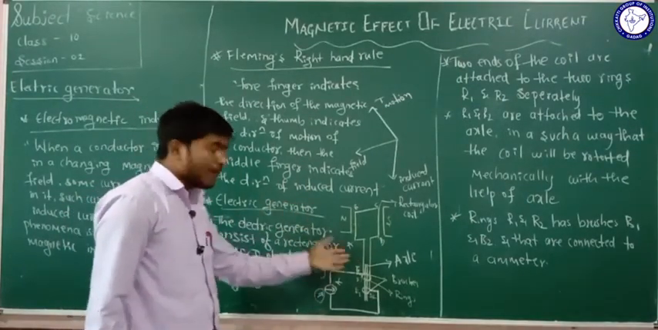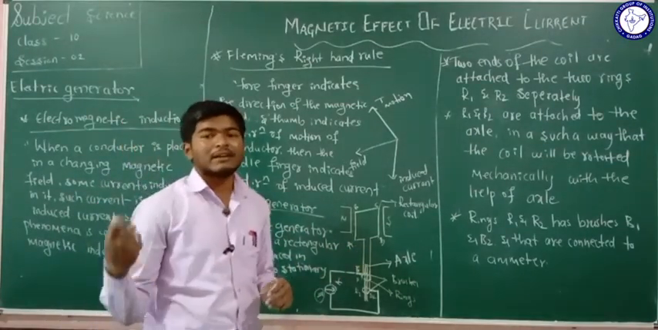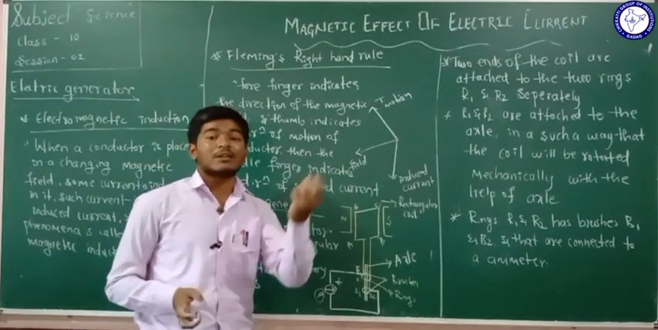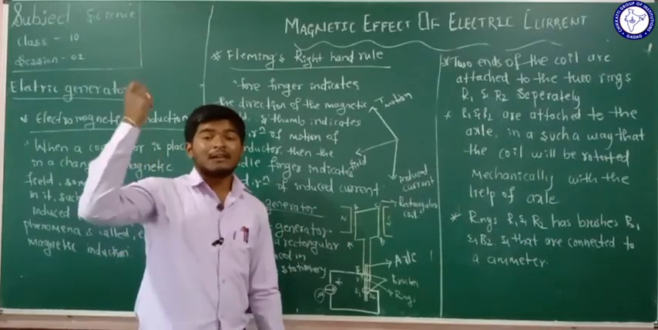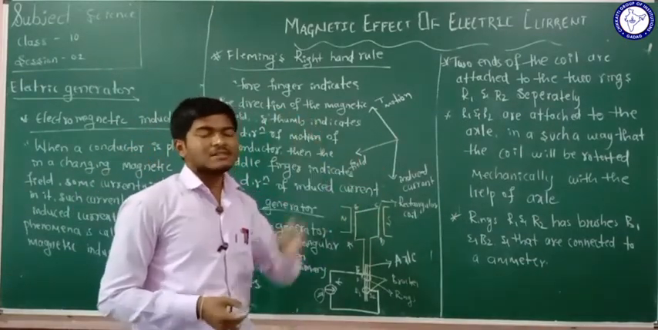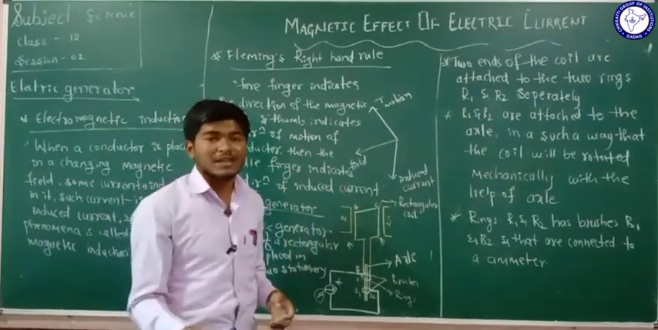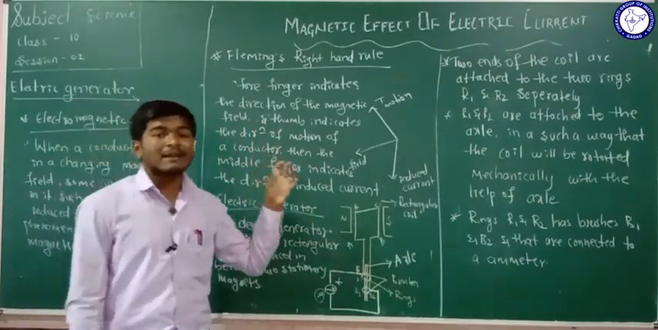With the help of this electric generator, a number of activities are done in today's life. That is, this electric generator is used in vehicles also. This electric generator is used in the production of electricity in some areas. To produce electricity, we use this phenomenon. This is all about the electric generator.